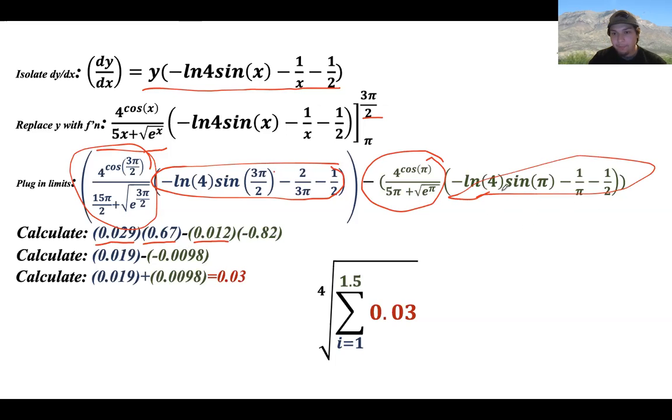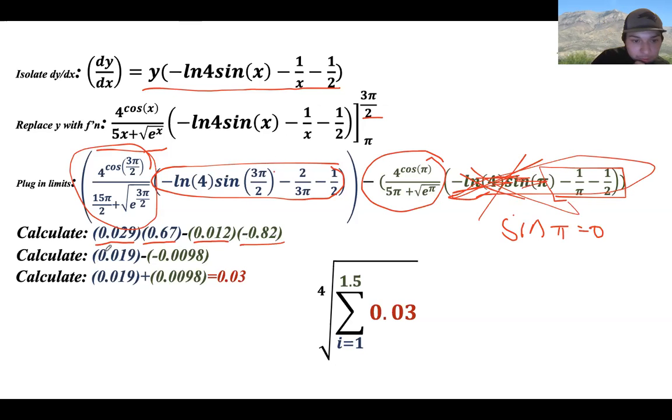And then for this one, you don't have to mess with it, because sine of pi is equal to 0, and 0 times anything is 0. So this doesn't matter. All you have to do is plug in this into your calculator, and you get negative 0.82, approximately. Once you multiply these out, you get this. Now a negative and a negative, distribute that negative in, you get a positive. So now you're just adding these two up, which is approximately 0.03. We're done with the third part. We can now plug that in for part C.